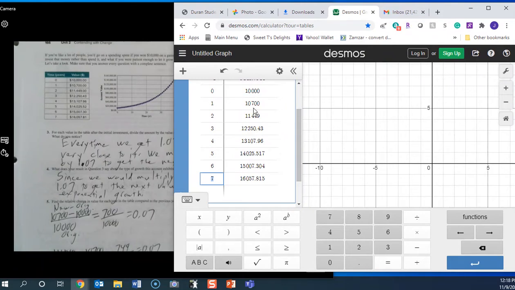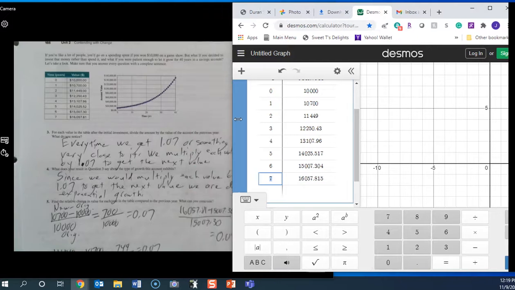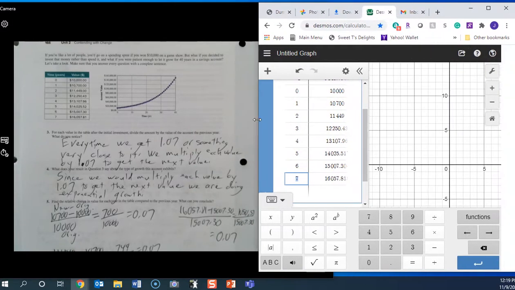All right, so we go here. 0 is 10,000. 1 is 10,700. 2 is 11,449. 3 is 12,250.43. 4 is 13,107.96. 5, we have to round to 2 decimal places, but it'd be 14,025.52. 6 would be 15,007.30. And then 7 would be 16,057. Now it has 815, so I'm imagining that there were some numbers behind that, but it's supposed to be 0.81, so it was just slightly off. But this actually works.